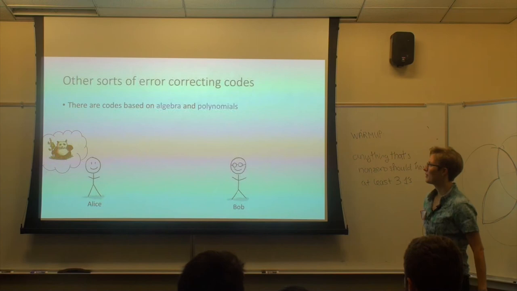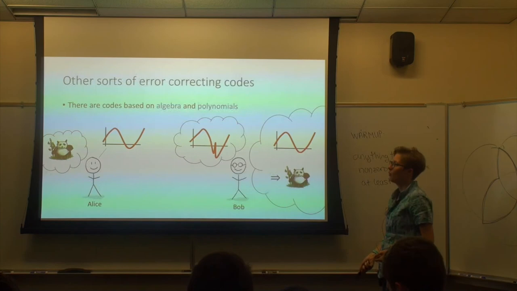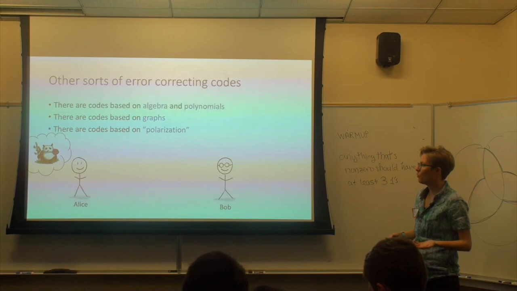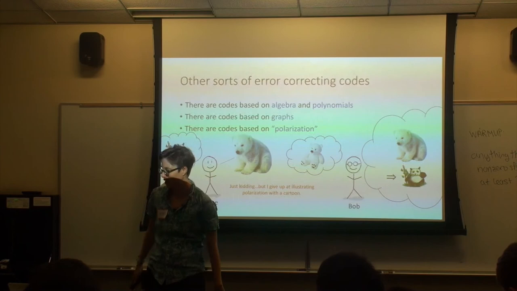It's all very exciting. One sort of error-correcting code is based on algebra and polynomials. I'm actually just going to flip through these in the interest of time. There are algebraic techniques which can help Alice and Bob design codes. There are graph theory-based techniques which work. There's something called polarization. I didn't know how to draw it, so I just drew a polar bear, which basically comes out of information theory. There are all sorts of cool techniques from throughout math that you can use to design new codes.